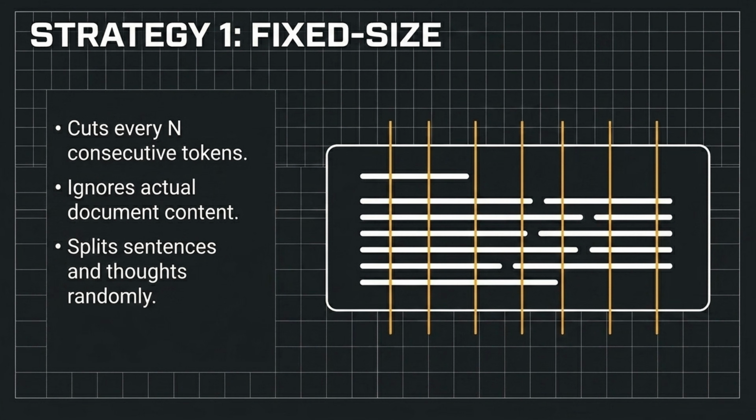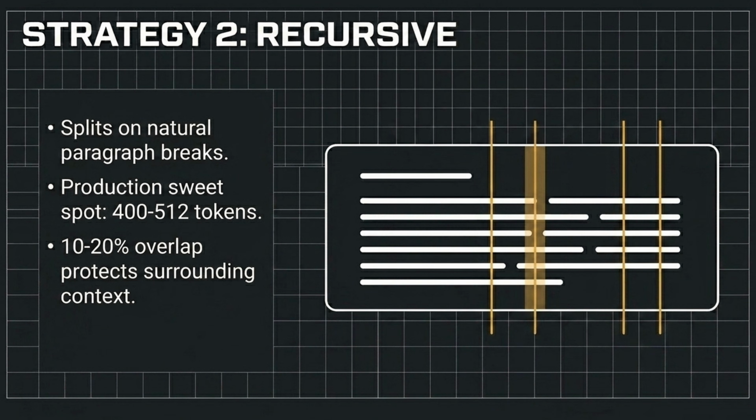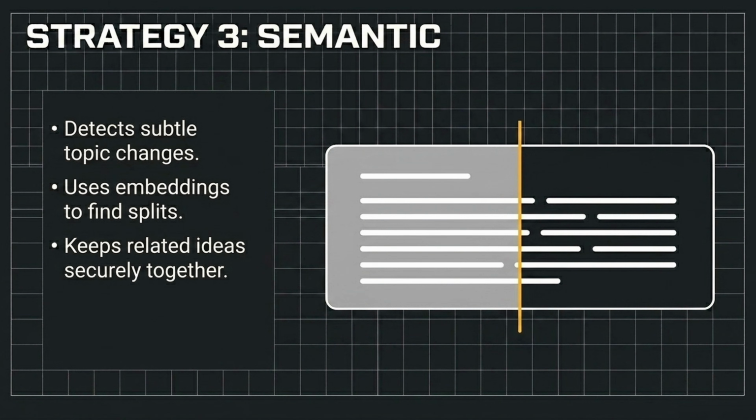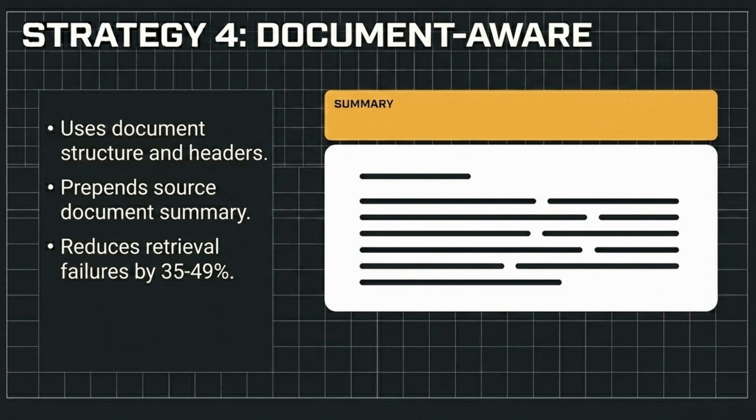Fixed size chunking just cuts every n tokens regardless of content. Simple, but it splits sentences and thoughts in half. Recursive chunking is smarter. It tries to split on paragraph breaks first, then sentences, then words. This is the most common default. Semantic chunking uses embeddings to detect when the topic changes and split there. And document-aware chunking uses the actual structure of the document, headers, sections, tables, to create meaningful chunks.